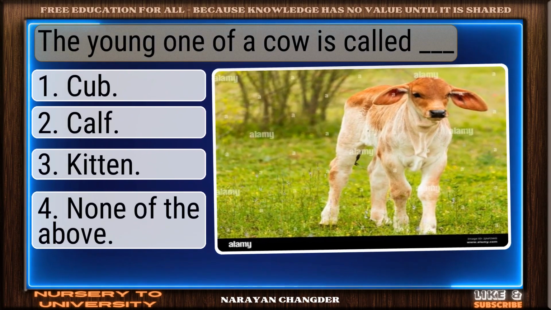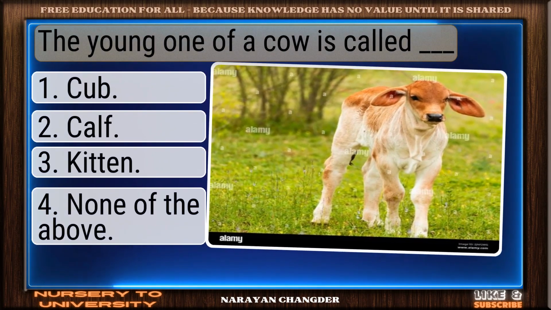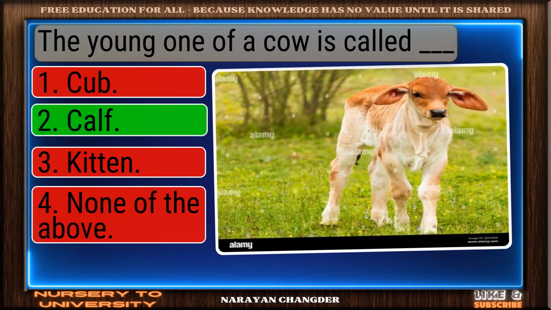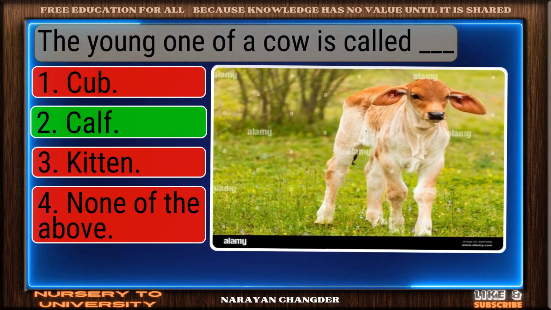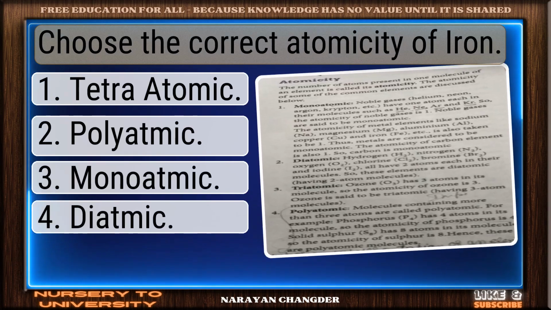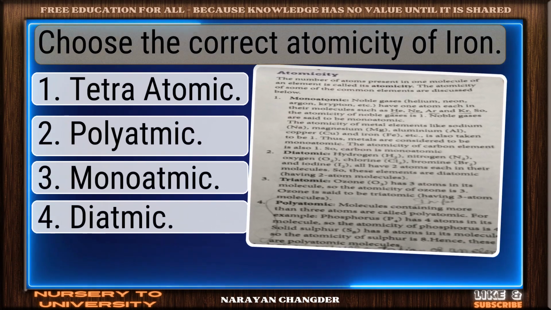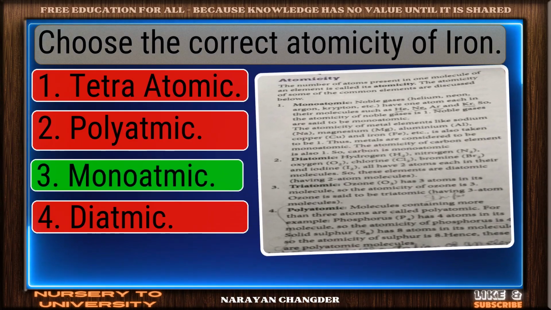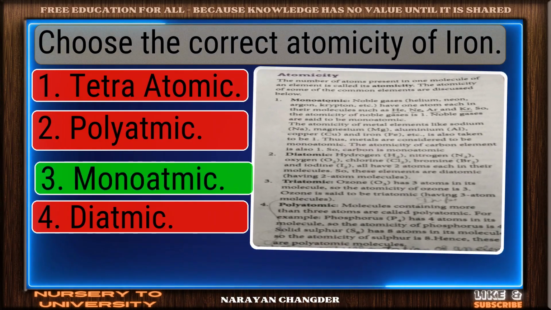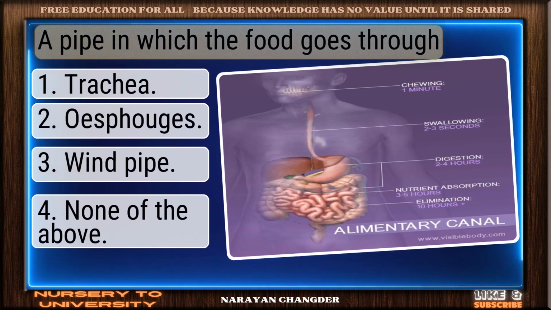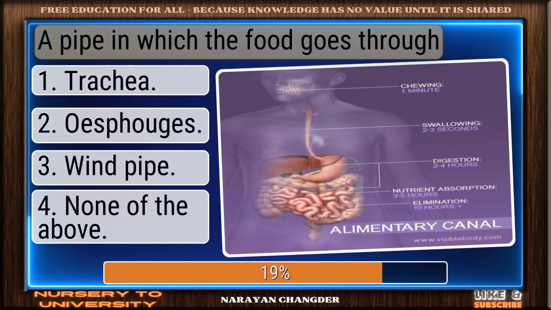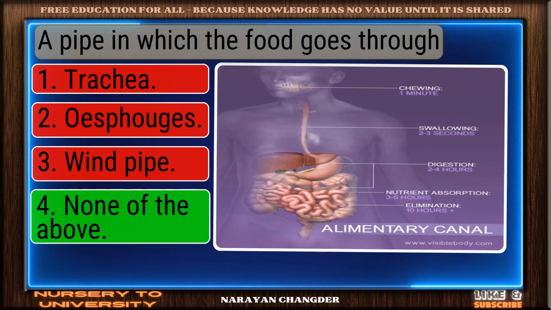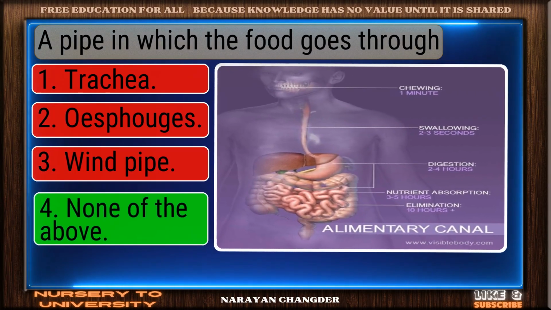Question number 147. The young one of a cow is called dash. Excellent choice. Calf is the right answer. Question number 148. Choose the correct atomicity of iron. Right again. Monoatomic is a valid answer. Question number 149. A pipe in which the food goes through. Strong choice. None of the above is the right answer.